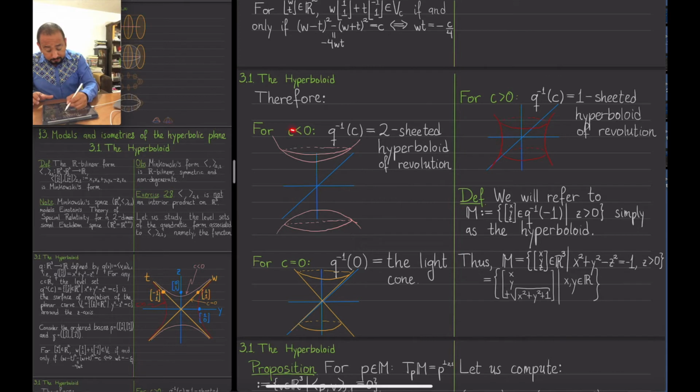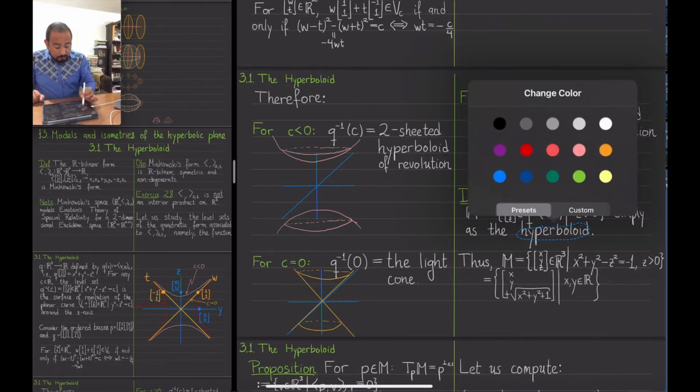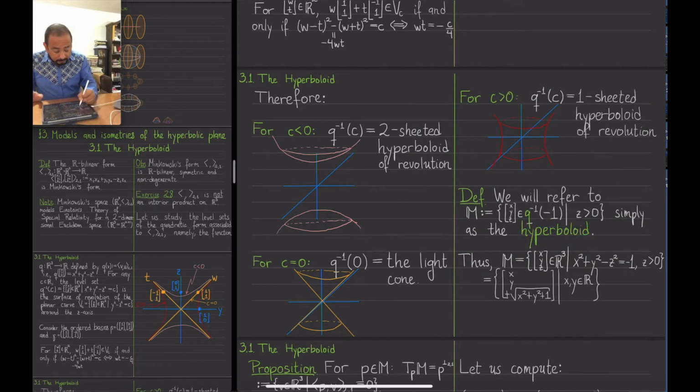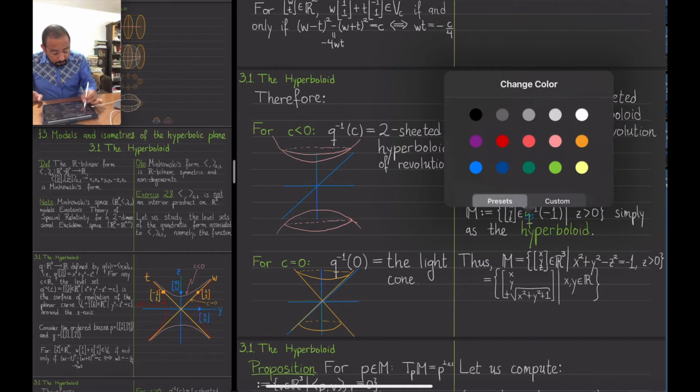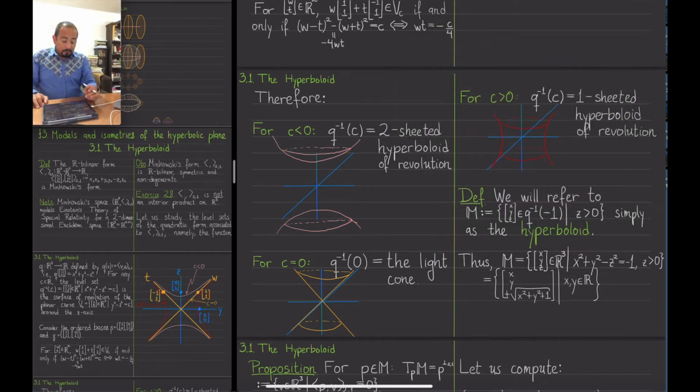Right, so we're going to be interested in one of these, namely for C equal to minus 1. And for C equal to minus 1, we have two sheets of the hyperboloid. We are going to take only one of them, right? The kind of upper sheet. And by some abuse of language, we are going to refer to the upper sheet of that specific hyperboloid simply as the hyperboloid. Okay, just by some abuse of language.